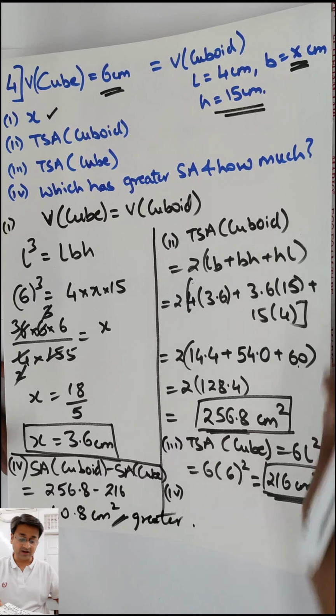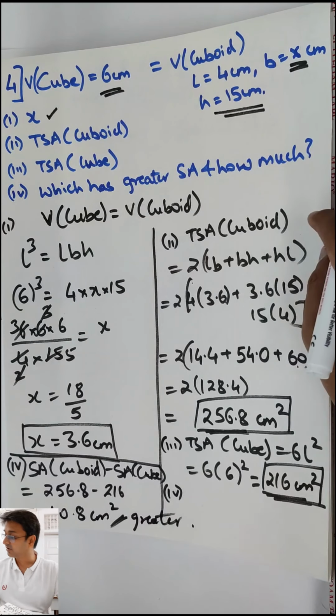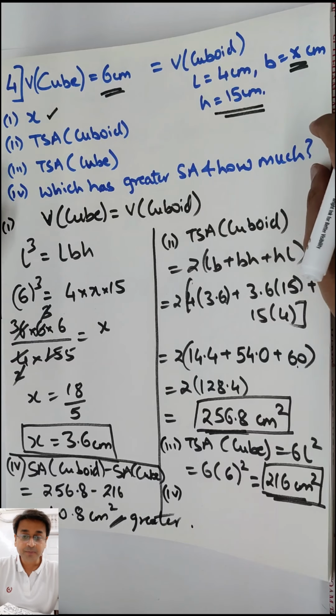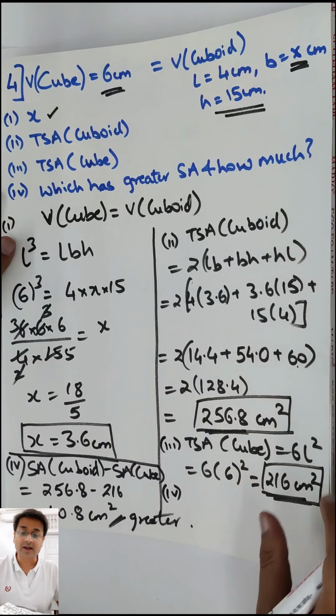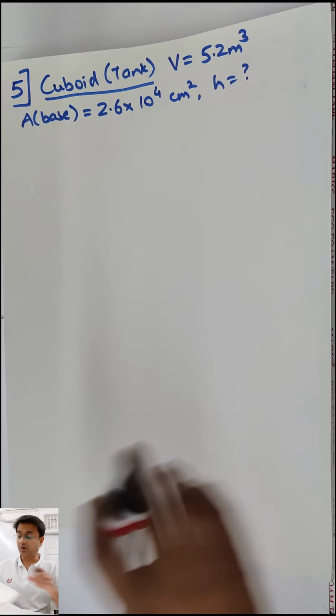So please write the final answer. Therefore cuboid has greater surface area by 40.6. Sorry, 40.8. Is it correct? 40.8. It's correct. Got it now? Not a difficult question. Keep your calm. Read the question correctly and easily you will manage each and every part. Let's move on to the next one.